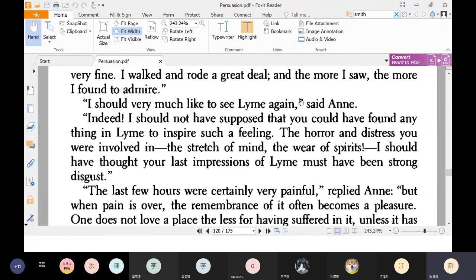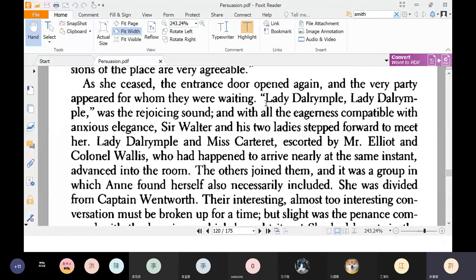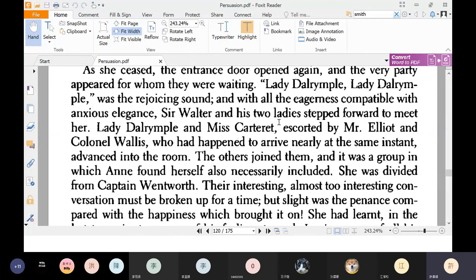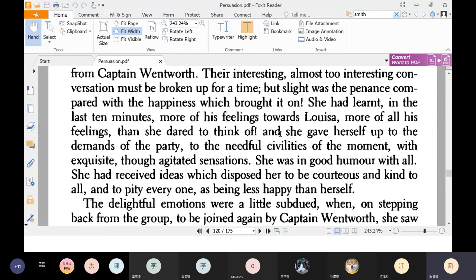If nothing bad had happened at Lyme, then this would be the polite thing to say. So she's like going on autopilot, 自动驾驶. She's really not thinking about this. And then finally, Lady Dalrymple and Miss Carteret arrive. Wentworth is separated from her.